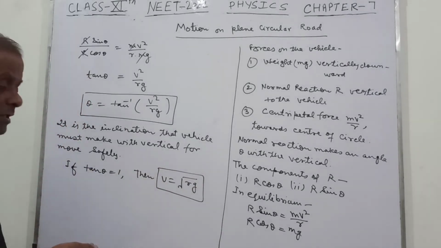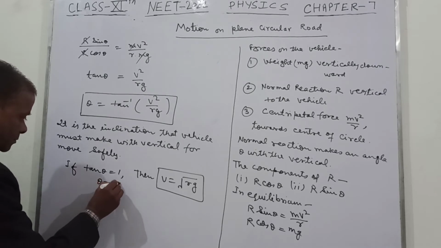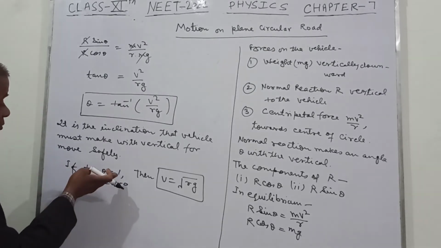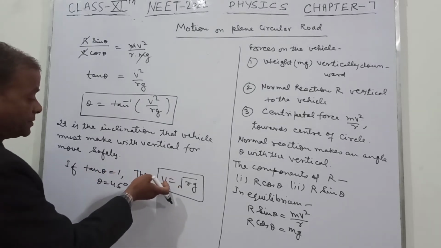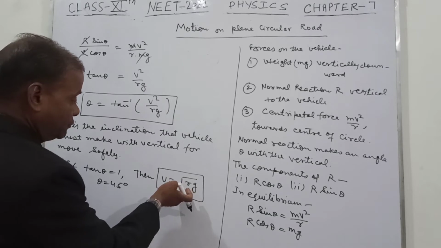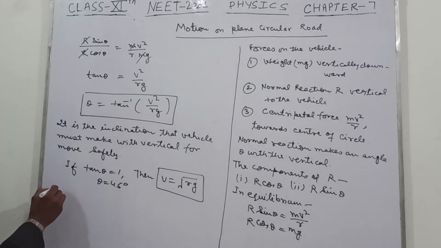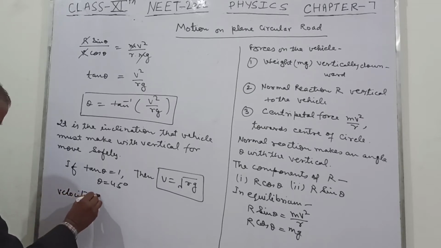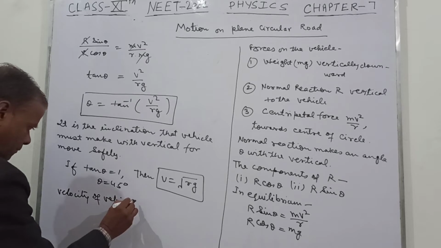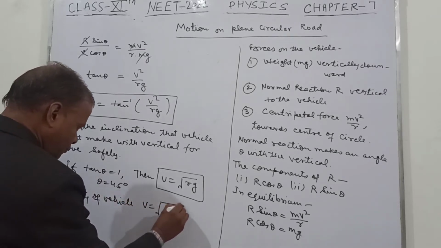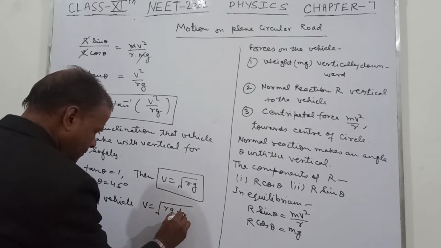If tan theta is not equal to 1, that is, theta is not 45 degrees, then definitely we will have the velocity v equal to square root of r g tan theta. So the velocity of the vehicle is v equal to square root of r g tan theta.